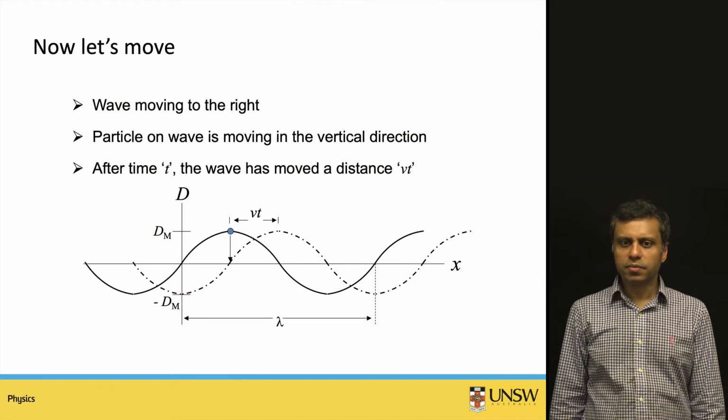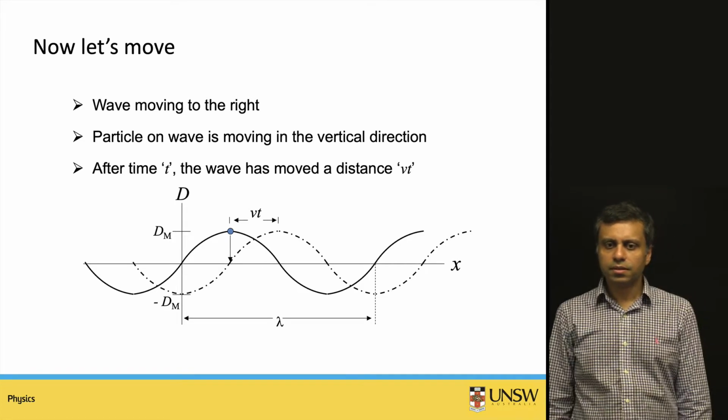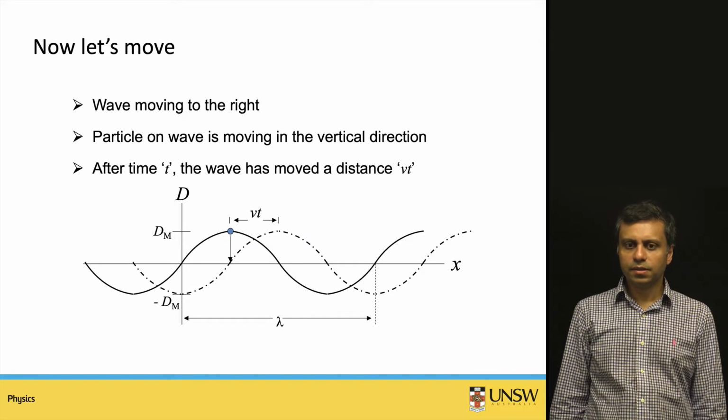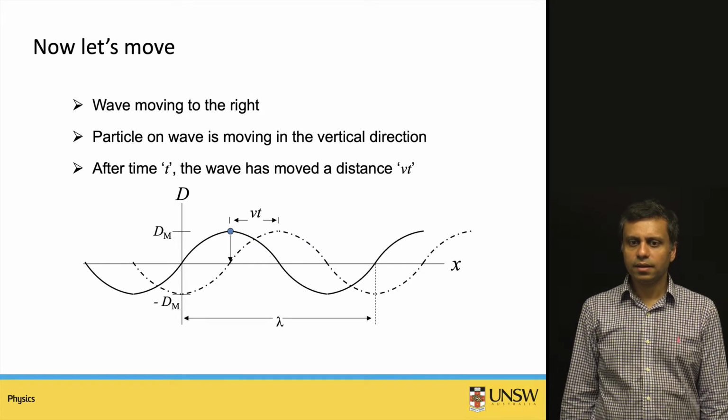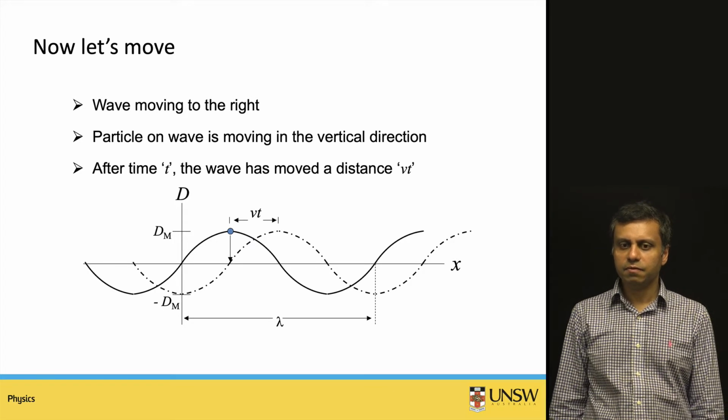Now let us consider the motion of the wave. In this case, the wave is moving to the right with a velocity v, and this picture shows the propagation of the wave. After time t, the point at one of its crests has moved a distance v times t.